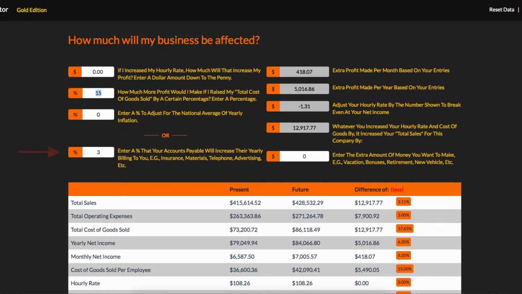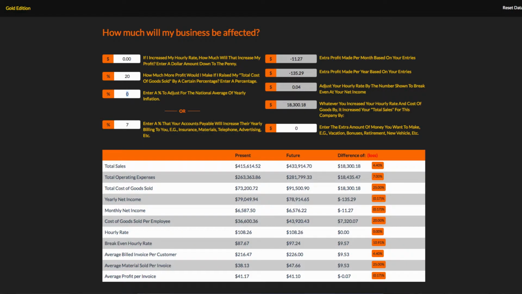Let's go back and put the accounts payable to 7% without raising our hourly rate and see how much we would increase our percentage of cost of goods sold in order to pay for our income loss. Let's put in 20%. As you can see, we raised our cost of goods sold percentage to 20%. We didn't raise our hourly rate, and we were able to pay the 7% increase on our accounts payable. Total sales went up, cost of goods went up, you maintained the same yearly income as last year, your hourly rate didn't change, your average billed invoice went up $10, and your average materials sold per invoice went up, and you were able to pay for your accounts payable increases.